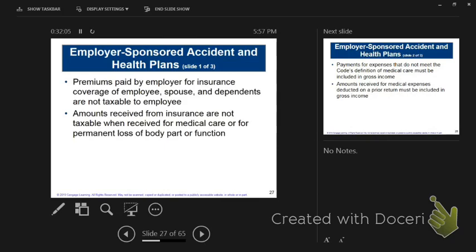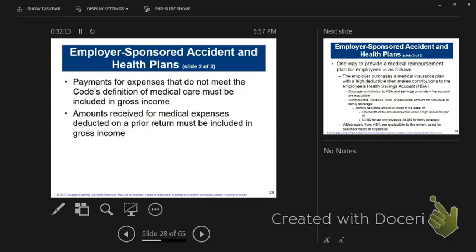The amounts received from insurance are not taxable when they are received for medical costs or the result of a loss of a body part. Payments for expenses that do not meet code obviously have to be included in income, and any amounts received that were deducted on prior returns have to be included. That's that whole deduction thing. You got to be very careful when you deduct something on your return.